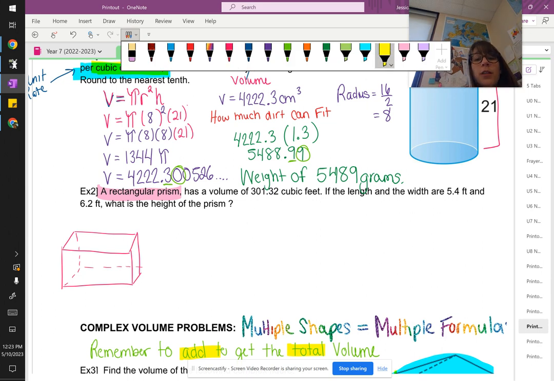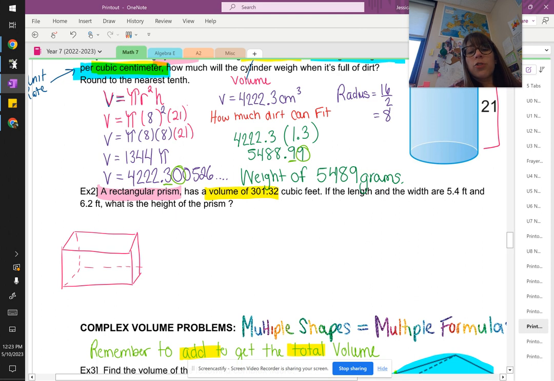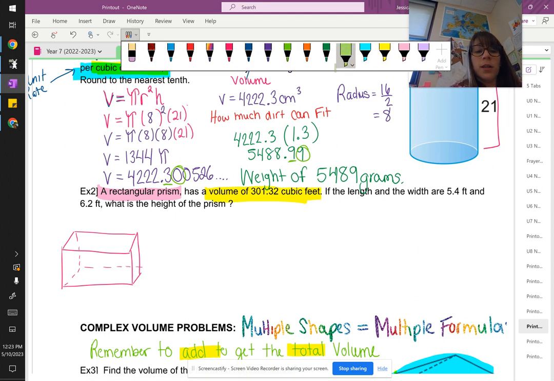However, the real thing that makes this problem different is that instead of asking us to find the volume like it's been doing in previous questions, they're actually giving us the volume here and asking us to find the height.